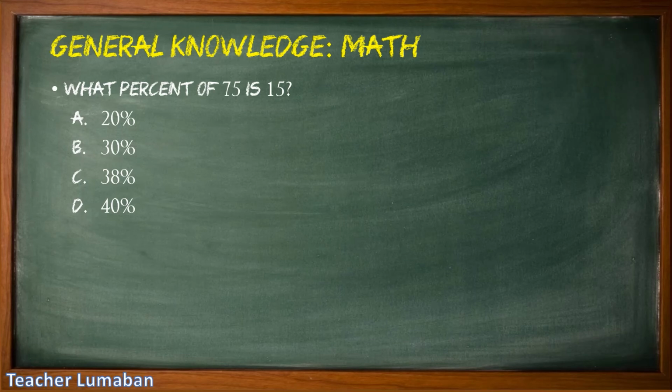The correct answer is letter A, 20%. The percent of 75 that is 15 is 20%. Write it into an equation. x percent multiplied by 75 equals 15. Divide: x percent multiplied by 75 over 75 equals 15 over 75. Simplify: x percent equals 15 over 75, or 0.2.